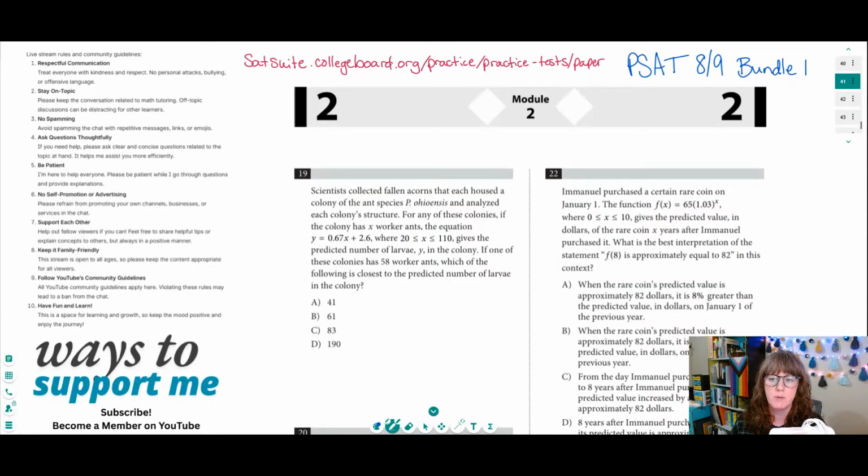And we're going to start off with the PSAT. We're doing the 8-9 Bundle 1, Module 2. So when you're looking for those, scroll all the way down. Module 2 is all the way at the bottom because I believe it has the reading information first and then the math. There are 2 different math tests. So we are doing Module 2.